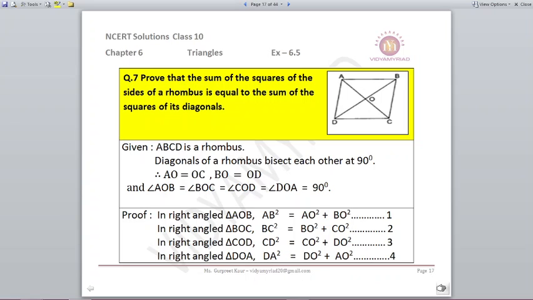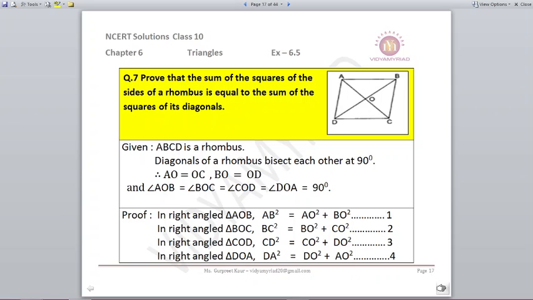So if we take triangle AOB, we have AB square is equal to AO square plus BO square. Let it be equation number 1. Take triangle BOC. BC square is equal to BO square plus CO square, equation number 2. Triangle COD means CD square is equal to CO square plus DO square, equation number 3. And triangle DOA means DA square is equal to DO square plus AO square, equation number 4.